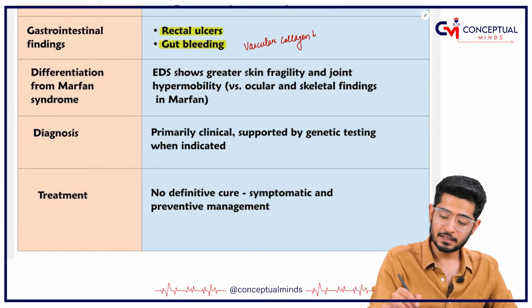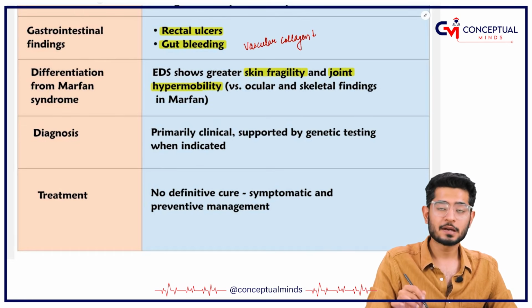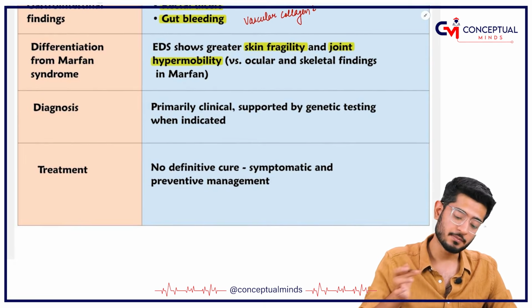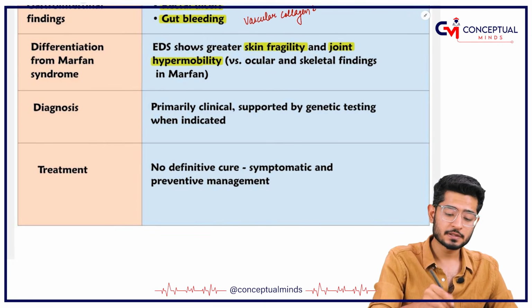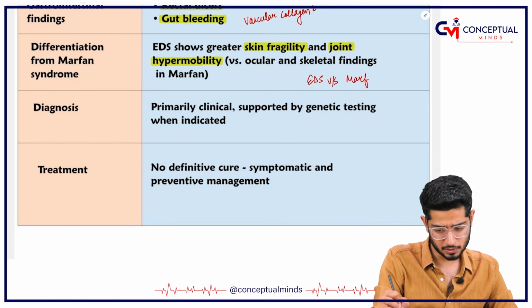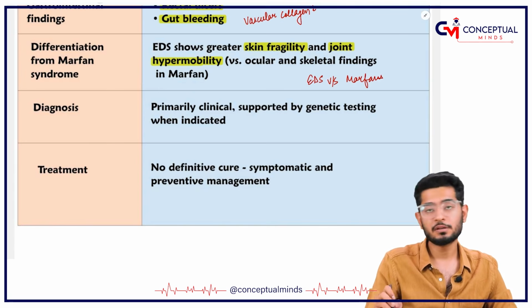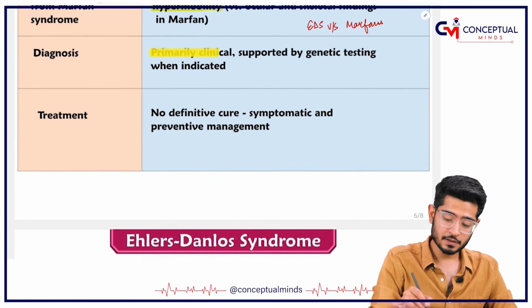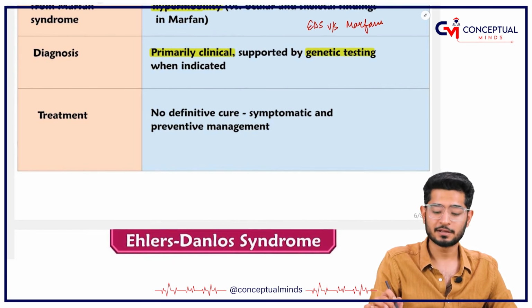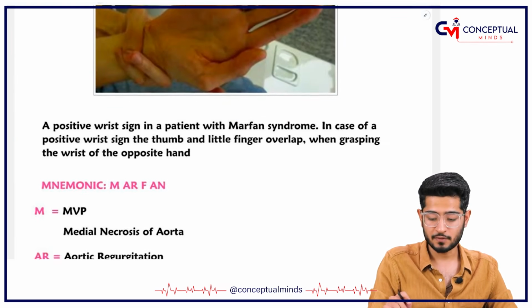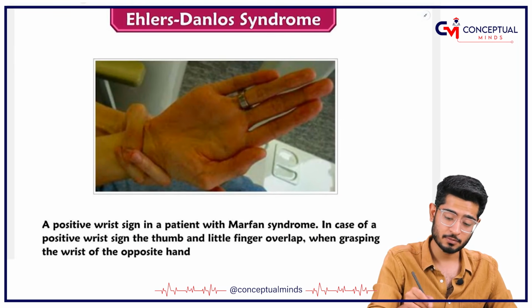Now skin fragility can be there and joint hypermobility can be there, that is why Ehlers-Danlos syndrome and Marfan syndrome are very much similar. I'm going to teach you the difference between them just now, but as of now just remember they are differential diagnoses of each other. How will you diagnose? Clinical diagnosis, supported by genetic testing. There is no definitive cure, you just do symptomatic treatment.